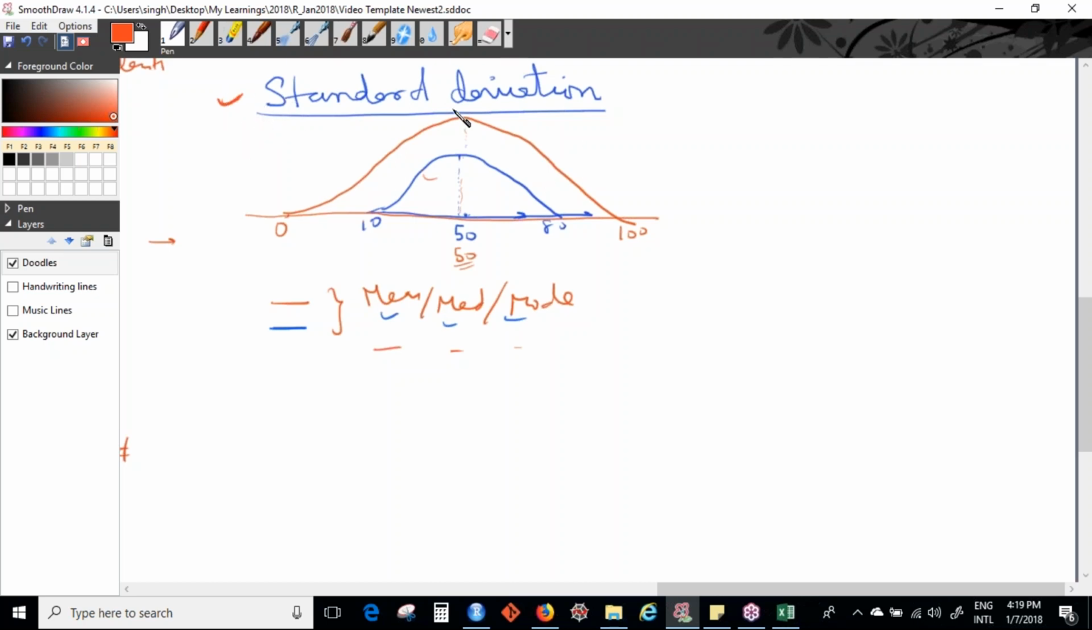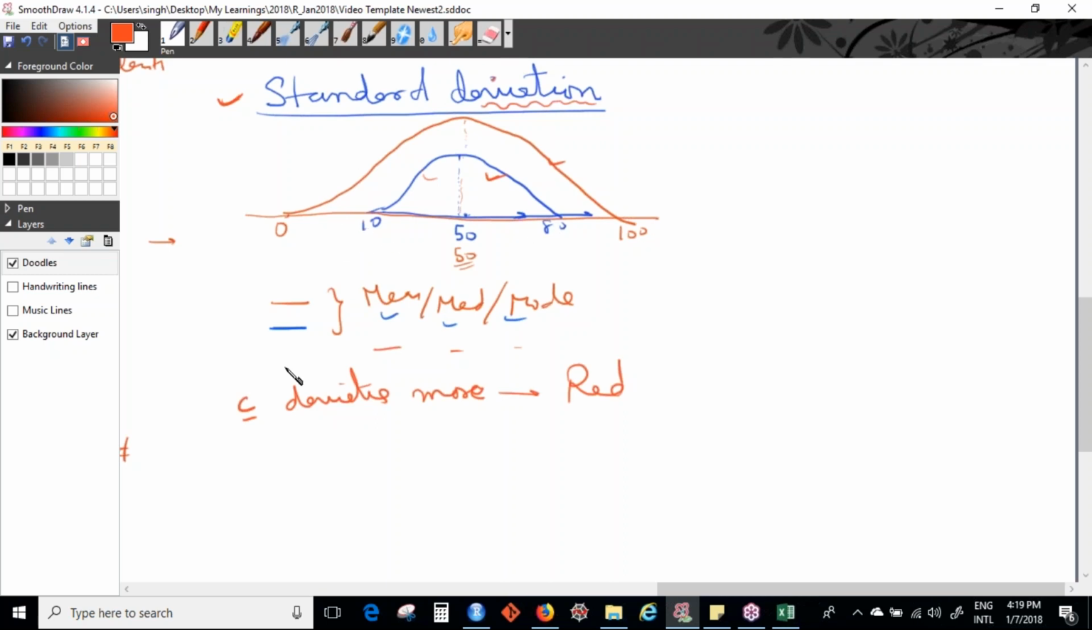So what does it measure? You might have heard the word deviation, right? What is deviation? Something which varies a lot, right? Something which deviates. So which one do you think deviates more here? The blue one or the red one? Which deviates more? The red one, right? The red one is varying more. We all can see that the red one is varying more.